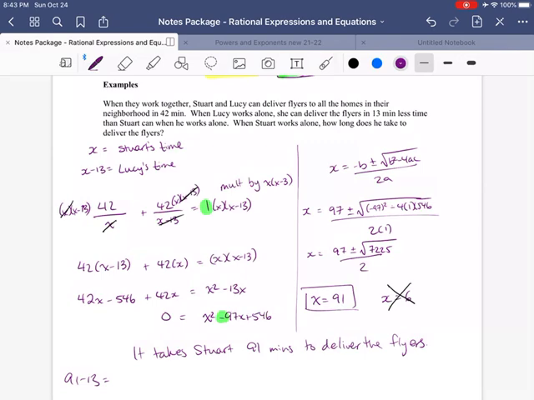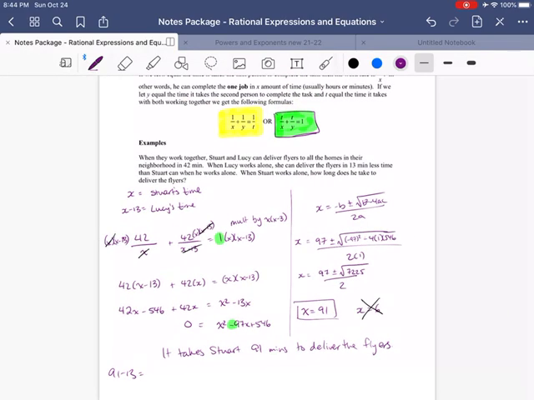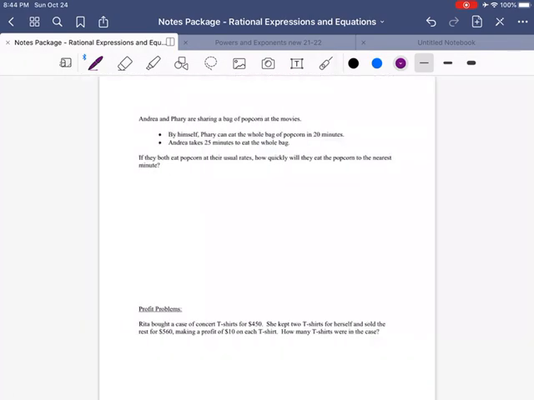It sort of makes sense in the grand scheme. If it takes 42 minutes when two people work together, for one person it should be roughly double that, around 80 minutes, to do the whole thing. So you can check your answers for reasonableness. Let's do another example here.